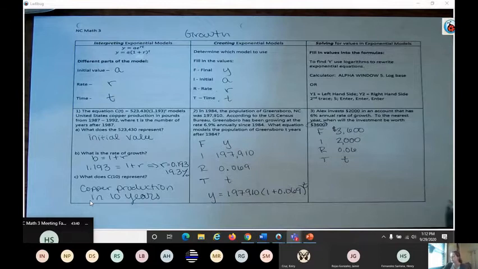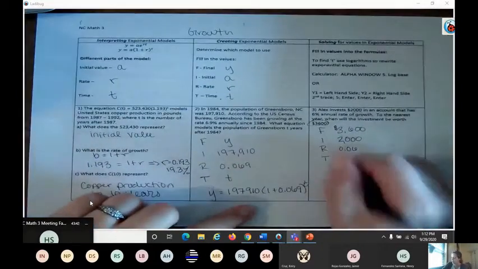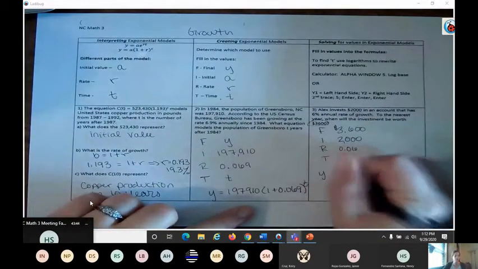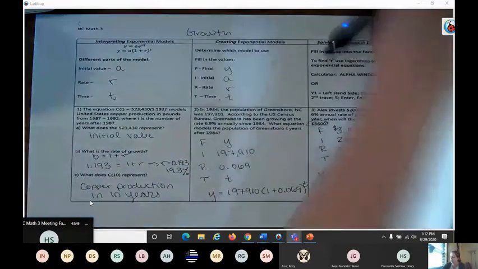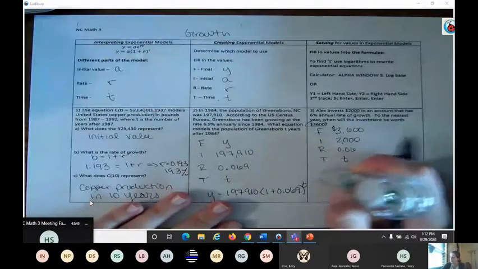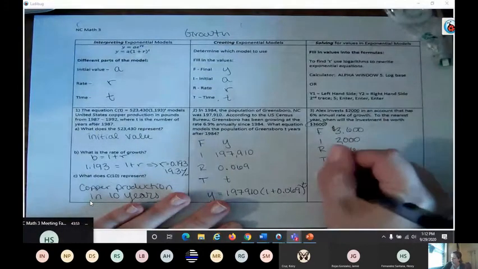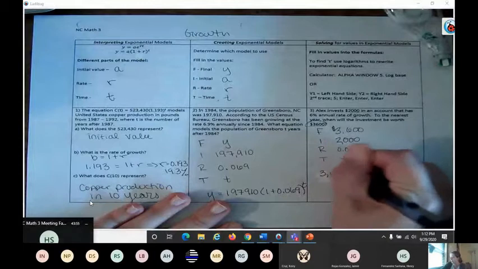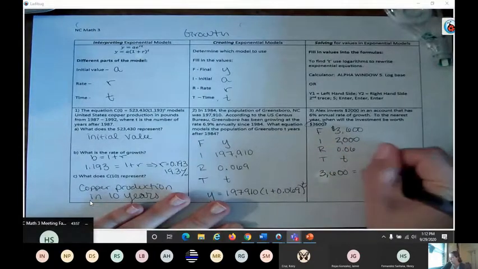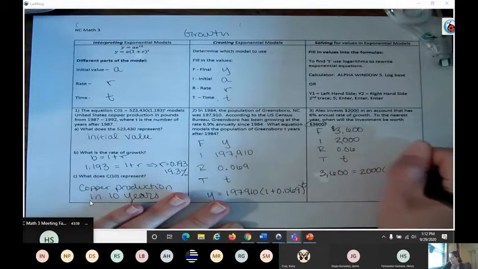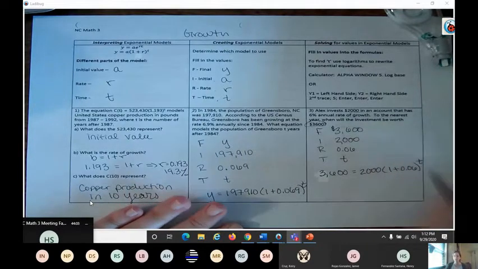We're going to set up our equation just like we set up this one. So our F value, oops, sorry, we're going to get white out. Our F value, in this case, instead of y, we're going to write our final amount. So 3,600 should be equal to 2,000 times 1 plus 0.06 to the t power.